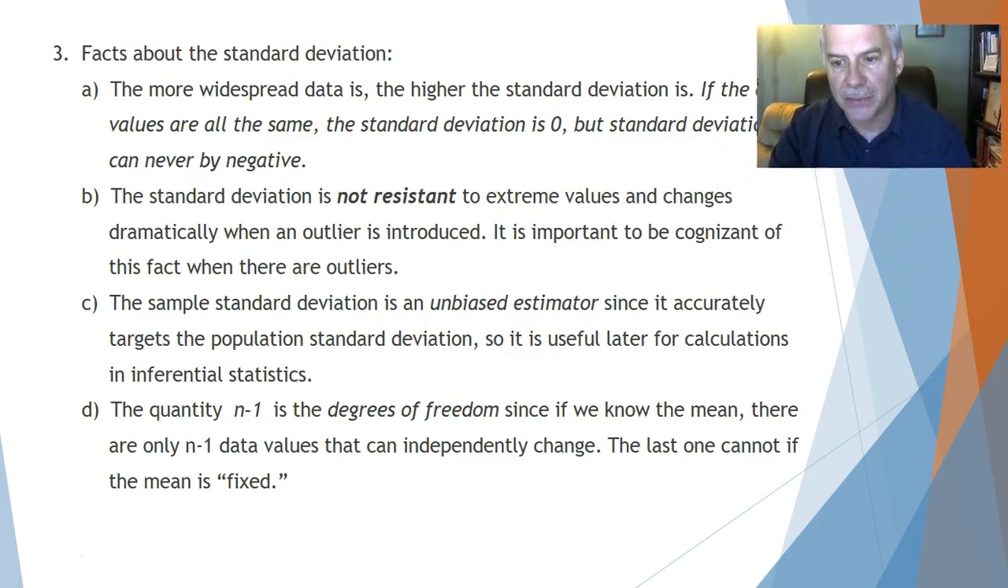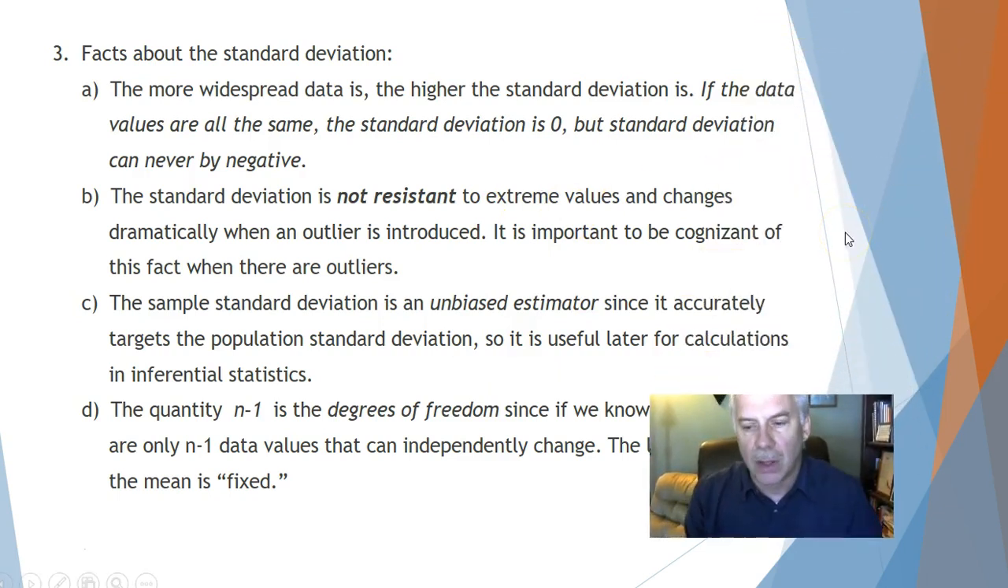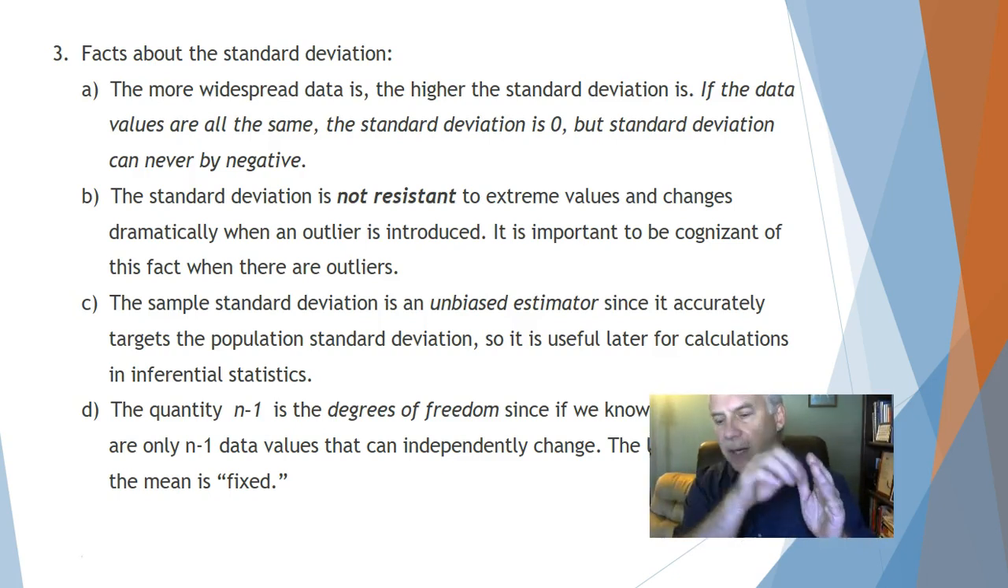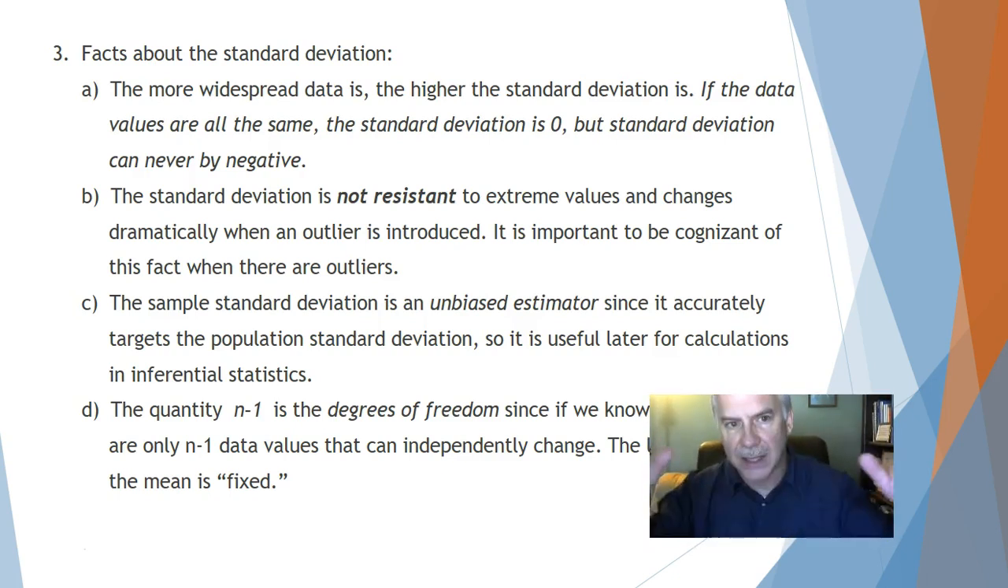Now, some facts about the standard deviation. First of all, the more widespread the data is, the higher the standard deviation is going to be, because standard deviation measures the spread of the data. If all the data is the same, like if your data set was 5, 5, 5, 5, 5, 5, 5, all right, then the standard deviation is going to be 0 because there's no deviations from the mean, all right? But that's the lowest it can be. Standard deviation can never be negative, all right?